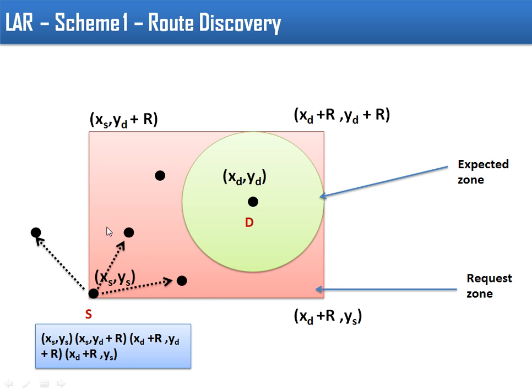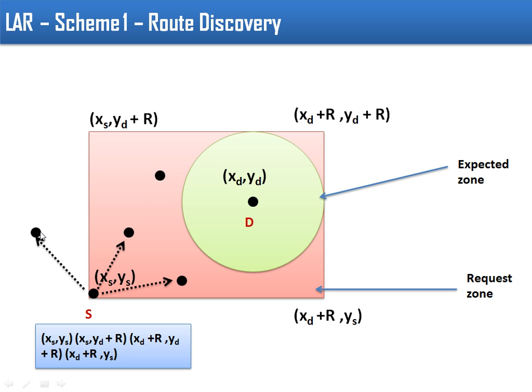Now every node is having information about their own location, about their own coordinates. So this node will check whether the coordinate of this node lies in the request zone or not. In other words, we can say if this node lies in this rectangle or not.